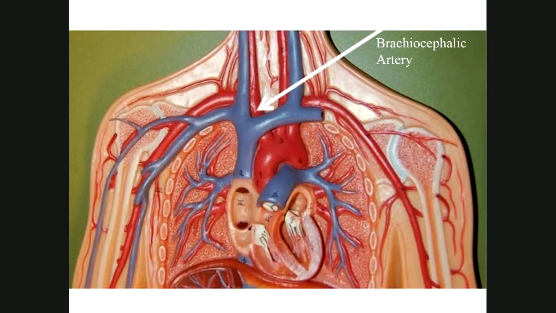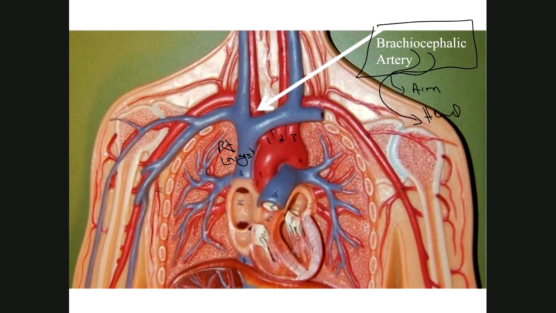But when you get up to the top of the arch, there are three branches. Three. The first one is on the right side, and it's the biggest of the three. It's called the brachiocephalic. And if you break the word down, brachio means arm, and cephalic means head. So the blood that goes through this vessel is going to go to both your arm and your head.